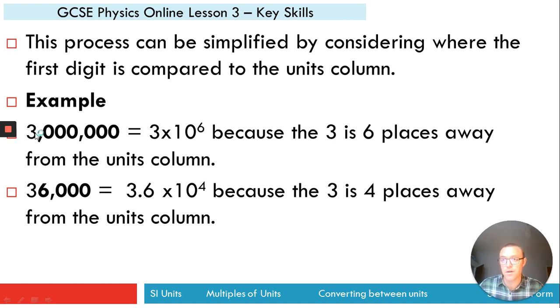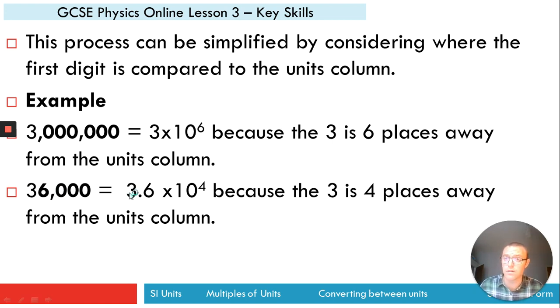So we can look at how many places the first digit of our number is away from the unit column. In this case, 3 million, it's 6 places away. This is the unit column. 1 place, 2 place, 3 place, 4 place, 5 place, 6 places away. Because it's 6 places away from the units column, we can write 3 million as 3 times 10 to the power 6. Much quicker than writing it out in the long way that we did in the last slide.